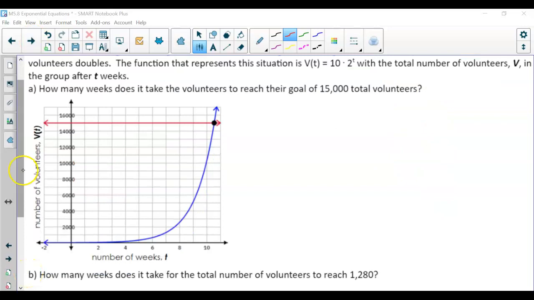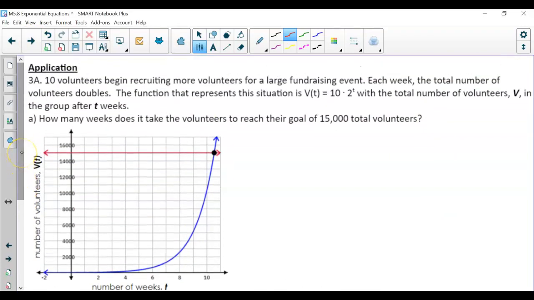So now here, getting into our application. So like, for example, we are starting at 10 volunteers, and then the amount of volunteers doubles. So here, when we want to show this situation, the doubling, that's 2 to the t power, and then you're starting, right, at 10. So this is the function that represents the situation, where again, V is the number of volunteers and T is your time in weeks.